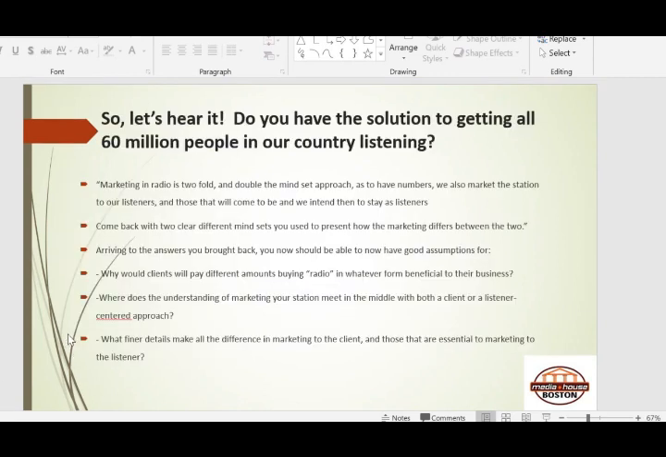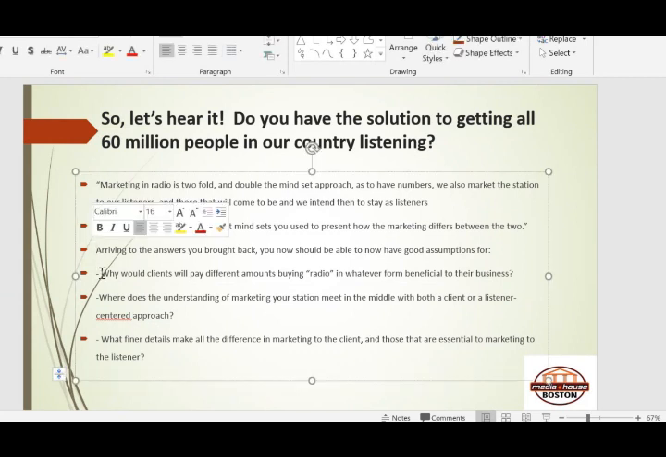Why is this important? In South Africa, we have close to 60 million people. I think we've reached the mark already, because we were on 58 million about 3 years back, I think. So we need to look at marketing in radio as twofold, a double mindset approach. As well as having numbers, we also market the station to our listeners, and those that will come to stay as our listeners. So it's a recap of the previous lesson, because this is actually two lessons blended in one.